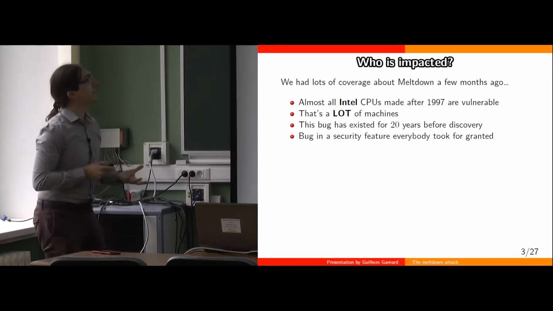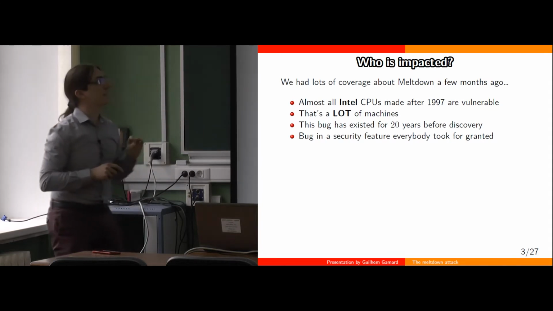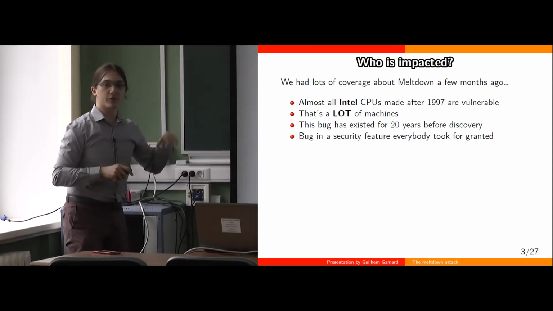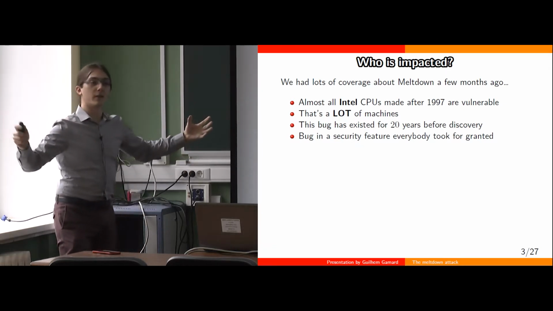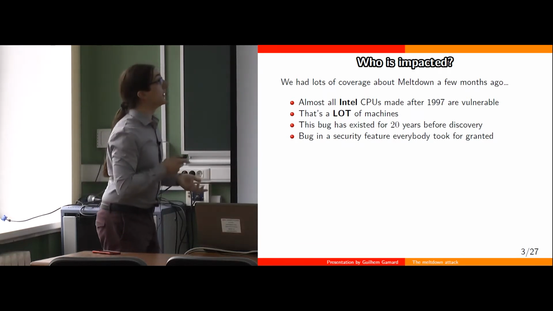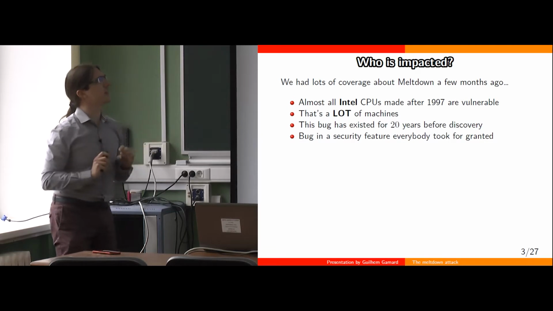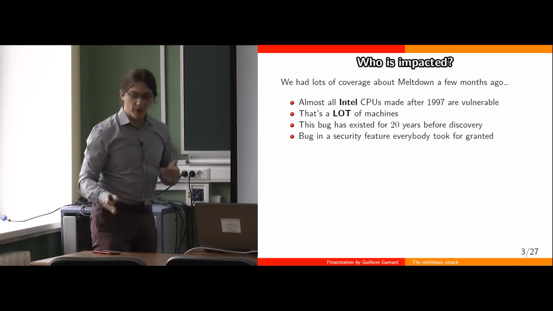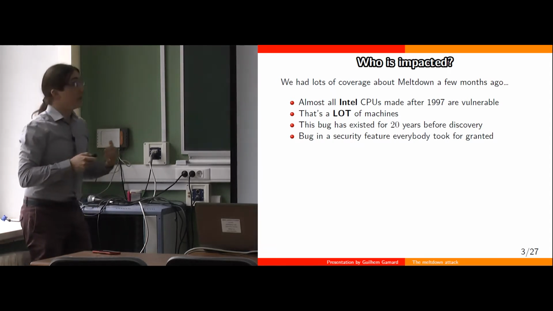So the thing is, almost any CPU manufactured by Intel after roughly 97 is vulnerable to the security flaws I'm going to describe. So that's a lot of machines. Whatever laptops, whatever servers, almost all of them use Intel CPUs or something which is Intel compatible, but those are less subject to it. So mobile phones are mostly not affected, but still that's a huge amount of machines.